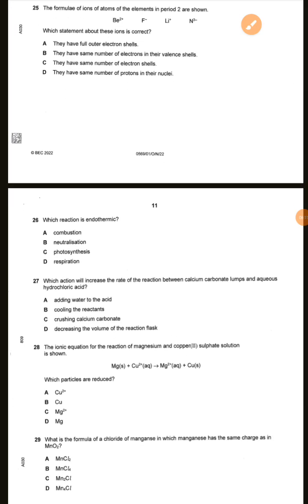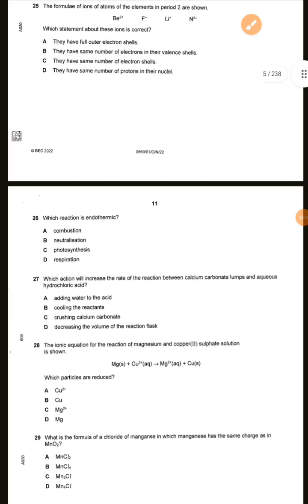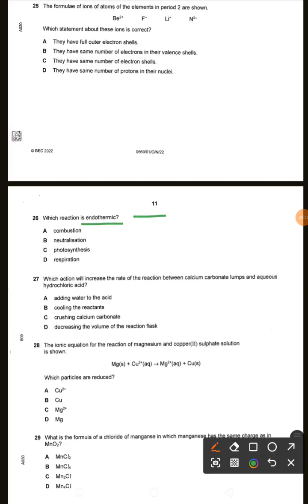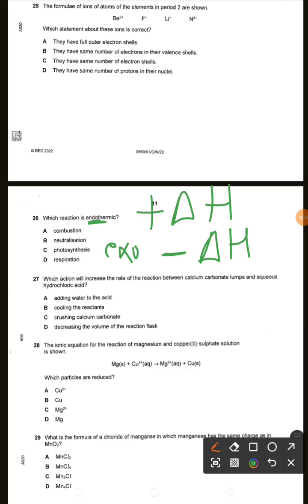26. Which reaction is endothermic? Endo means, remember, we are releasing energy to the environment. Okay, so sorry, we are absorbing, quite the opposite. Endo means absorption of energy from the surroundings, so your delta H is going to be positive, whereas the opposite is exo, we release energy to the environment, so negative delta H. So our answer there is going to be photosynthesis.